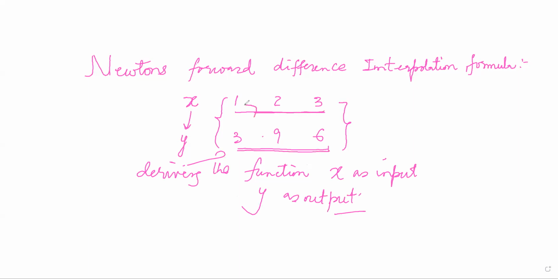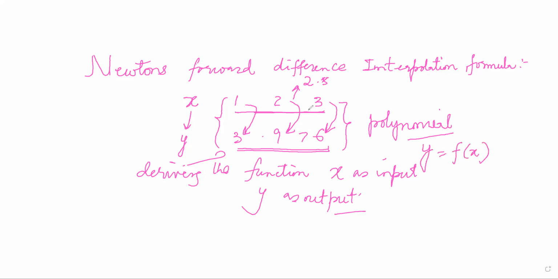For x equal to 1, y is 3. For x equal to 2, y is 9. x equal to 3, y is 6. That's okay. Now, all of a sudden, we are being asked, if x is equal to, say, 2.5, what is the value of y? What we will do, in between the given values of x and y, we will derive a polynomial, an equation. We will try to derive the polynomial or the equation between these x's and y's. For example, we will derive y as a function of x for a given set of data.